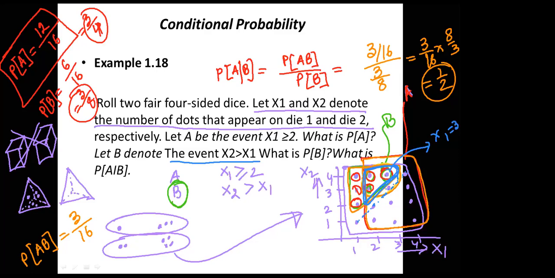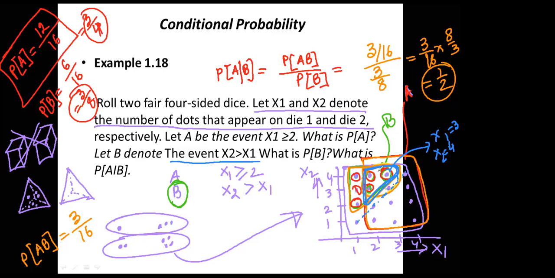x1 is 3. What is x2? x2 is 3. Why is x2 equal to 3? This is in the top line, and the top line is 4. So x2 equals 4. So x2 is more than x1, isn't it? Yes, sir. So this is included.